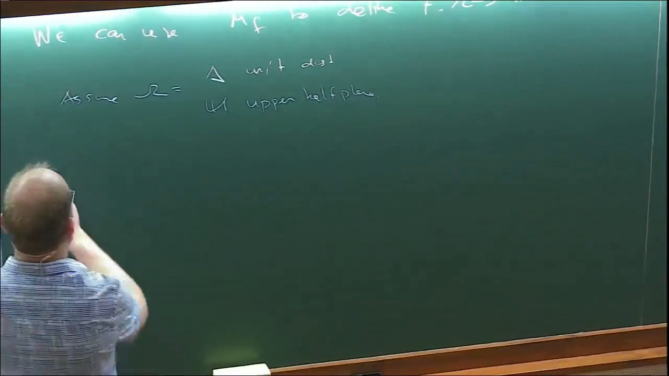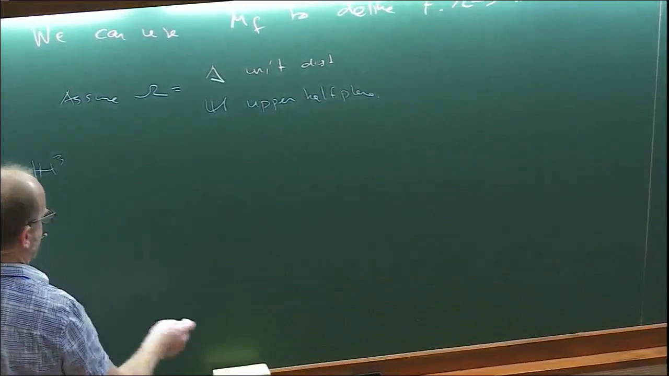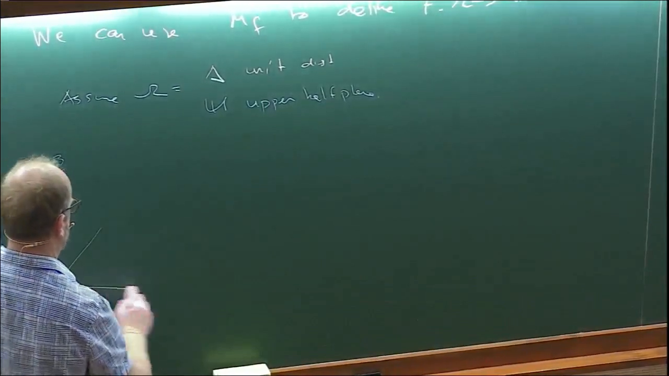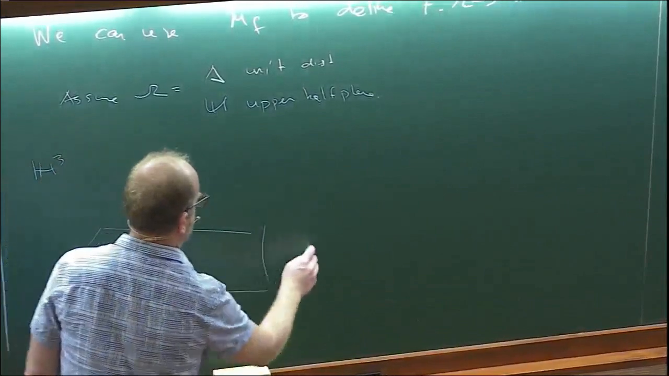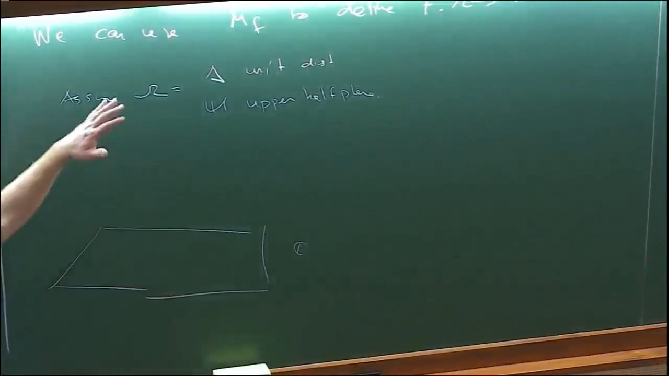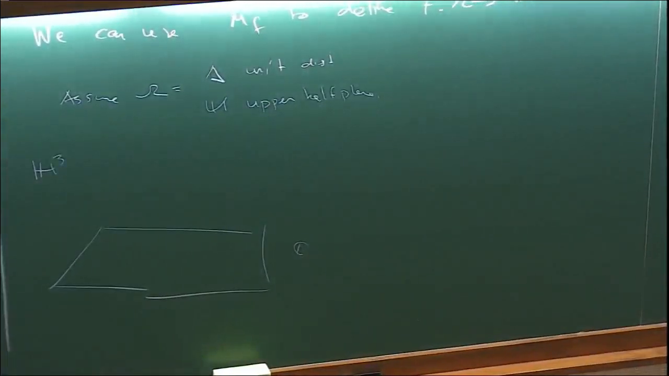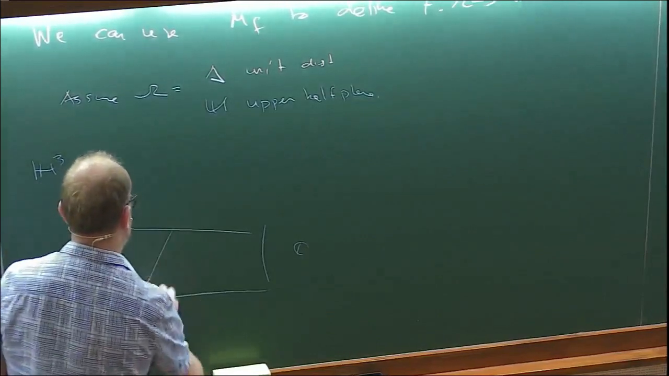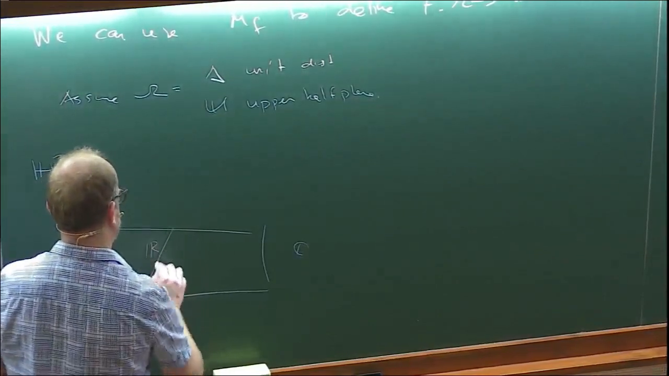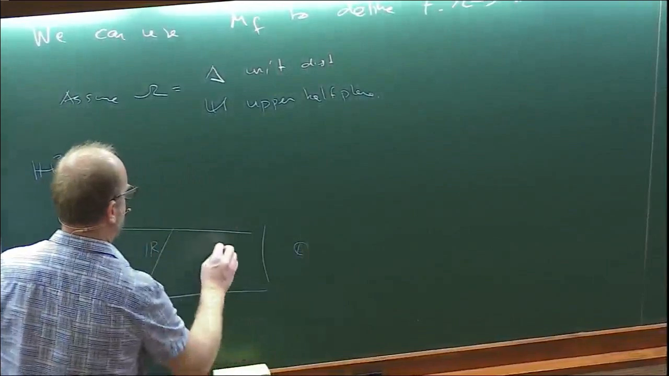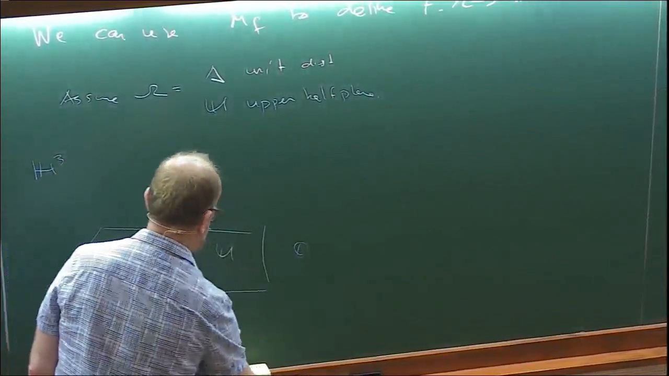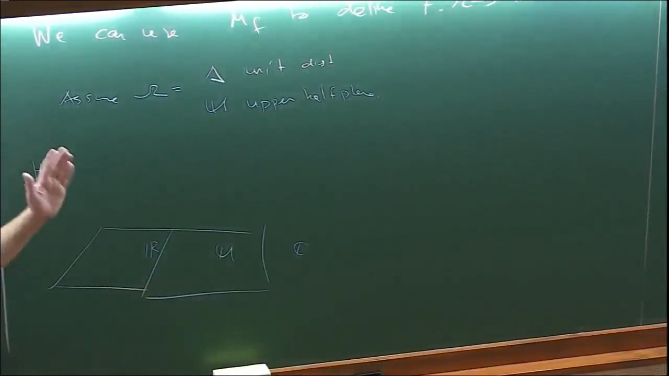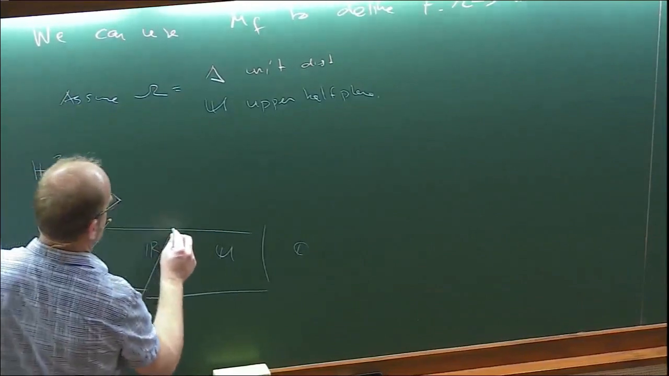Okay, so let's first draw hyperbolic space. Let's use the upper half space model of hyperbolic space. So here is C, and then above it lies the upper half space. Here is the real axis sitting inside C, and then here is the upper half plane. Now above the real axis, I have a copy of H2.